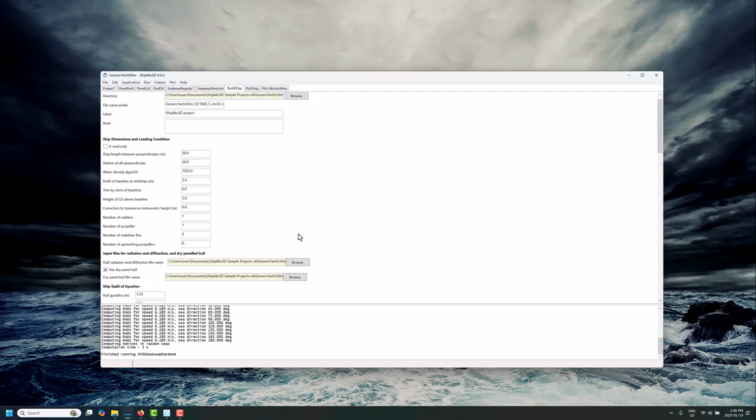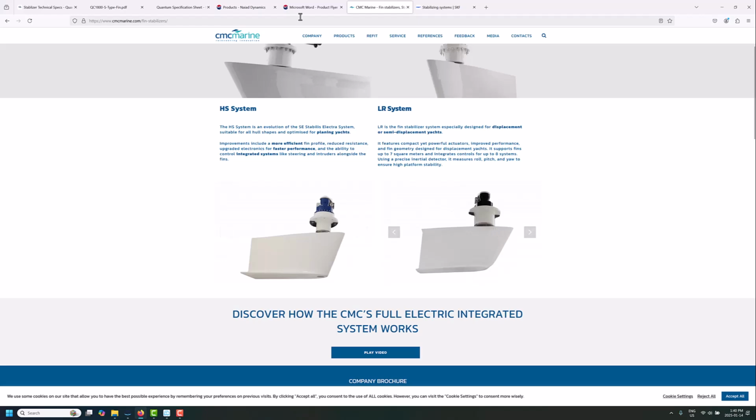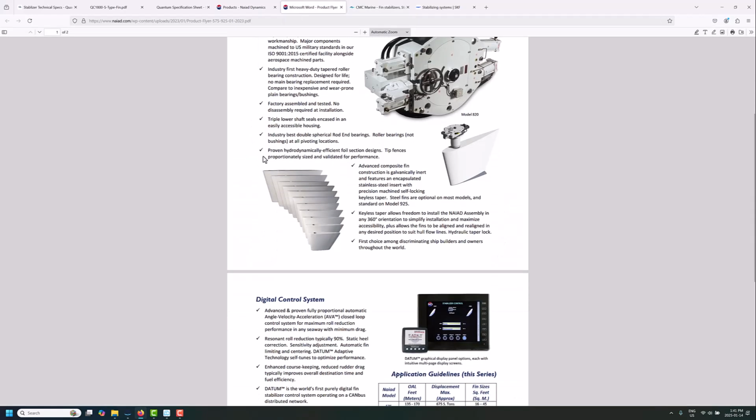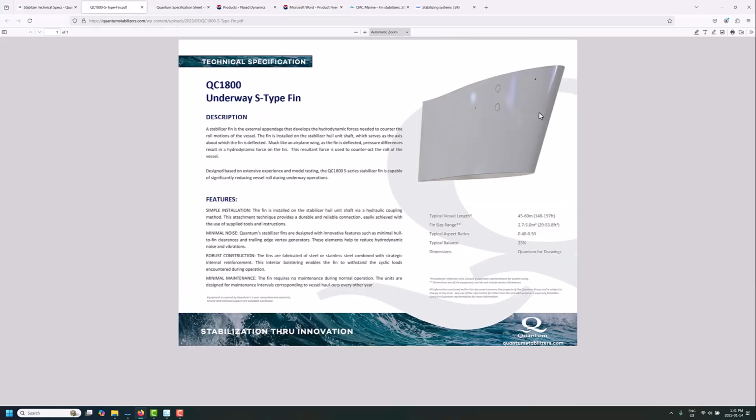The other thing that's important to know is the input parameters. They give you control over the span, the chord at the root, and the chord at the tip. So there's a relatively limited range of geometries you can put in. Many commonly available fin stabilizers have a more complex shape to them, so you have to make some approximations here and there.